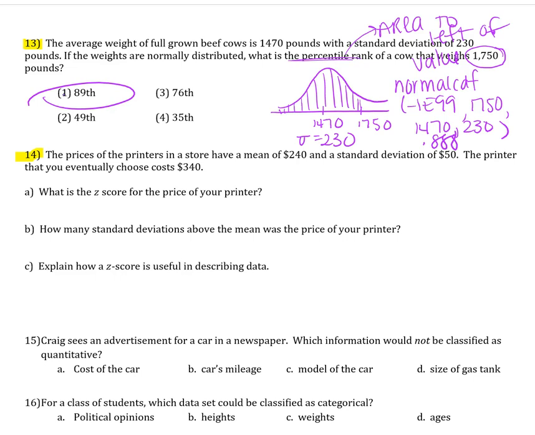All right, and then 14. The prices of printers in a store have a mean of 240 and a standard deviation of 50. The printer that you eventually choose is $340. What's your z-score?